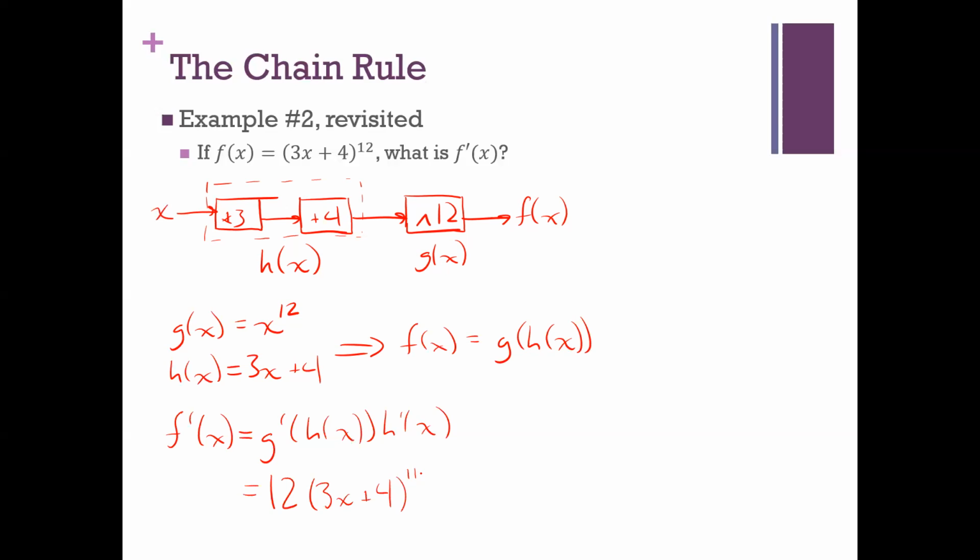So what I'm doing is taking a complicated function and breaking it down into nested simpler functions. I've taken the derivative of that outermost function, respecting the fact that the inner function is the input to it. But now I need to multiply that by the derivative of the inner function. What's the derivative of the inner function going to be? 3. So simplifying it, 36 times 3x plus 4 to the power of 11.